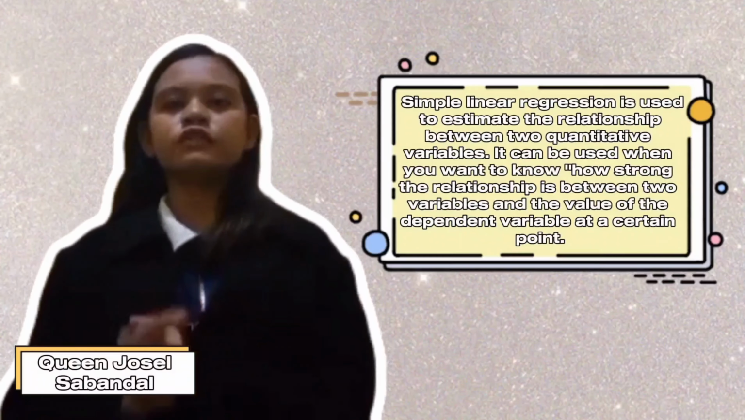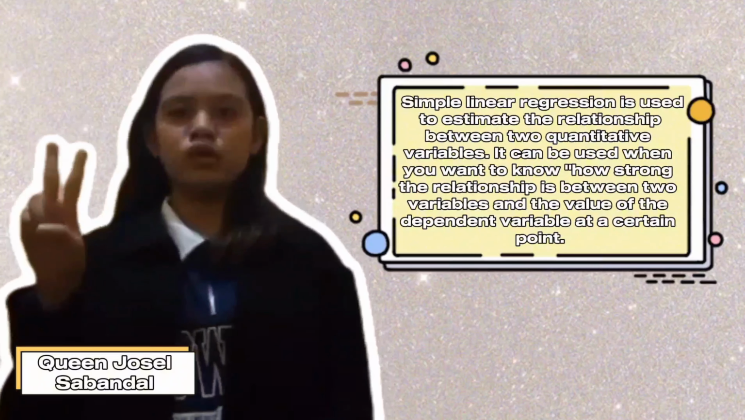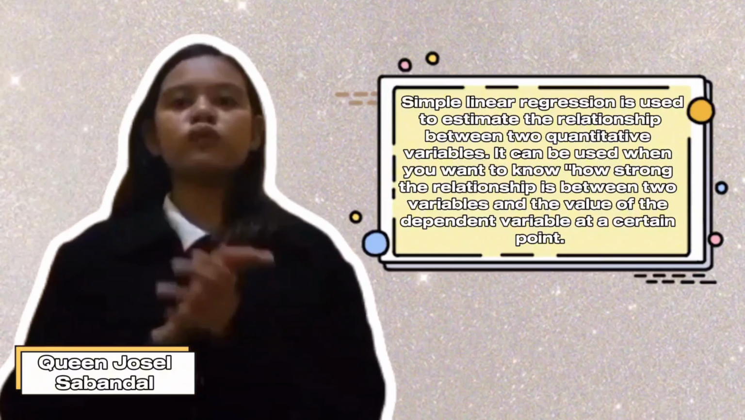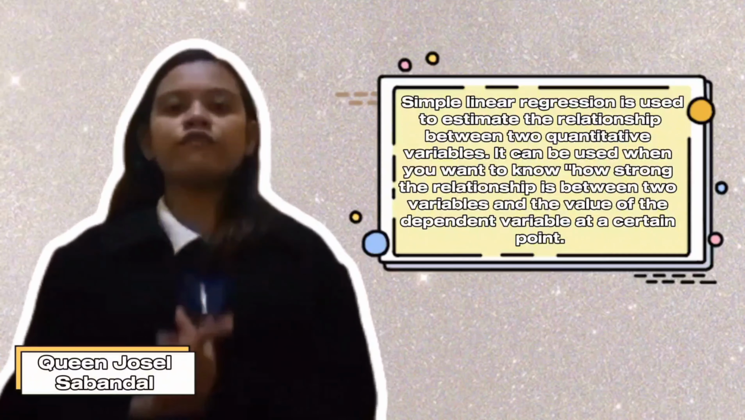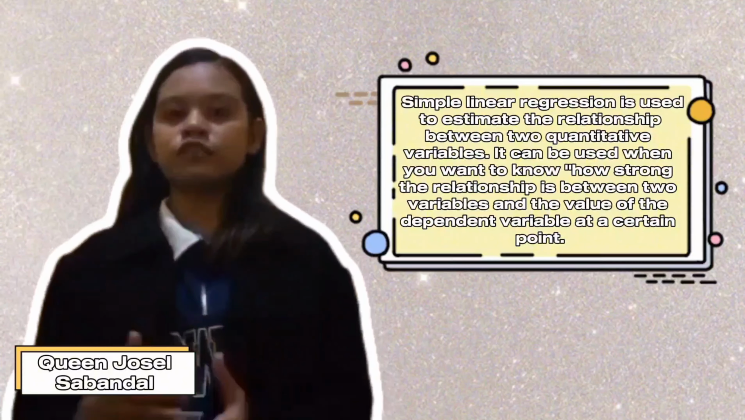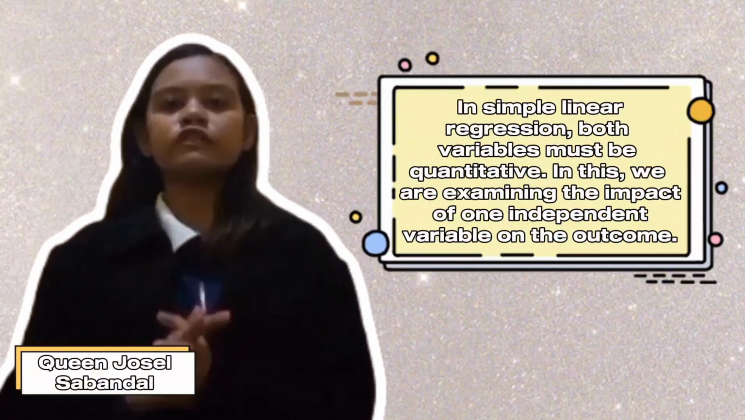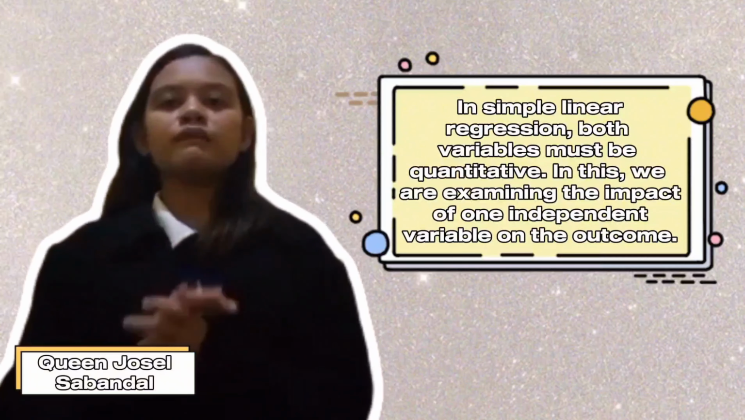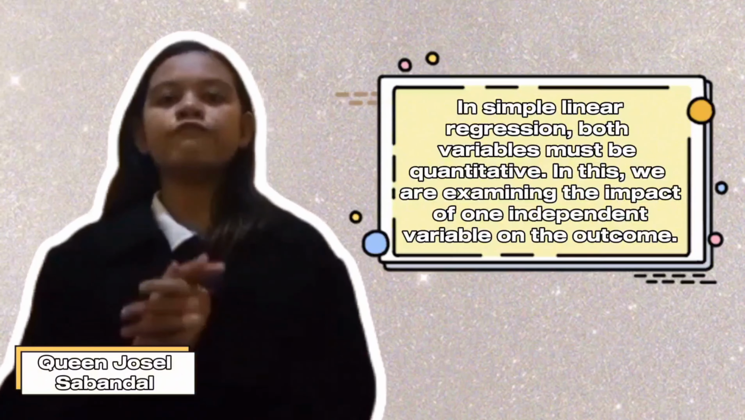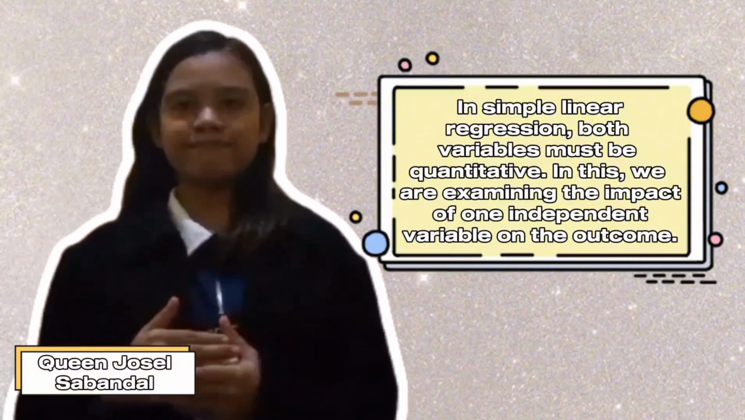I think I know what simple linear regression is. I just watched it last night. Simple linear regression is used to estimate the relationship between two quantitative variables. It can be used when you want to know how strong the relationship is between two variables and the value of the independent variables at a certain point. In simple linear regression, both variables must be quantitative. In this, we are examining the impact of one independent variable on the outcome.